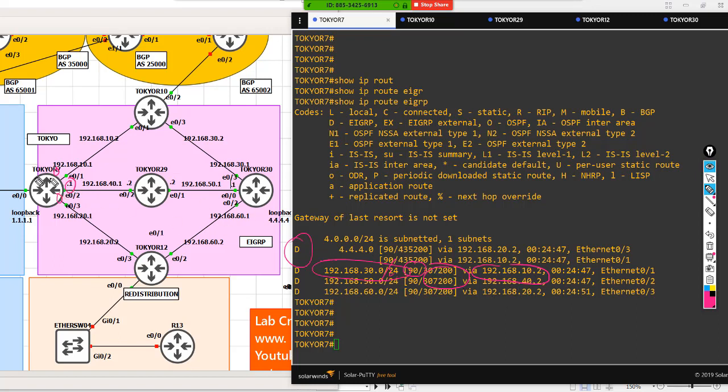Okay, so 10.2, that's this router, the next hop. These are nothing but the next hop gateway. So to reach 30.2, you have to go towards 10.2. To reach 50.1, you have to go towards 40.2. To reach 60 network, you have to go towards 20.2. So those are the next hop gateway IPs.